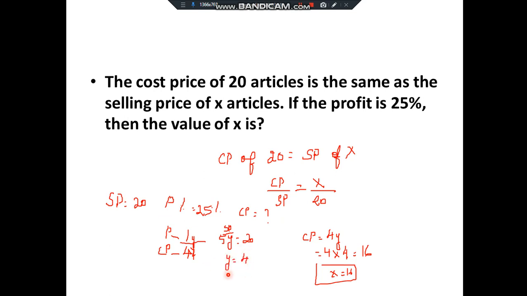Our aim is to find the value of x. X is nothing but the cost price. So 4 into y, the value we got. So 4 into 4 is 16. So x is equal to 16. So the answer we got is 16.